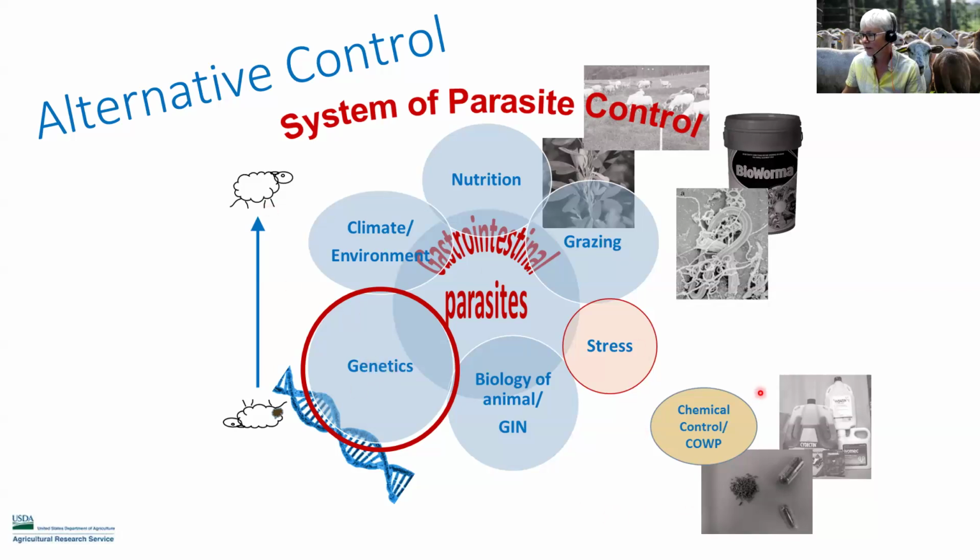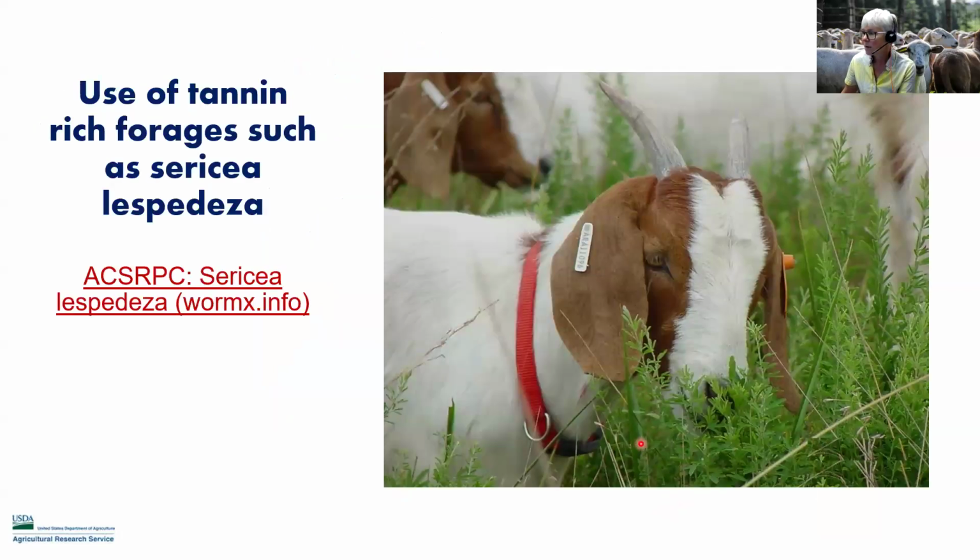And then when all of these fail, that's when we need to turn to either chemical control or copper oxide wire particles. We can also use both, which I'll show. So, okay, Sericea lespedeza.